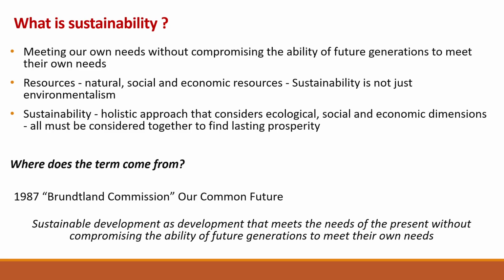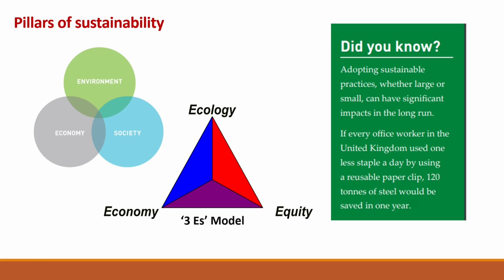Now, the important thing in sustainability is that when we talk about this, we have to consider all three things: the natural, social, and economic aspects. It is quite an old term. It was already given in 1987. This concept was brought to the limelight by the Brundtland Commission. So when we talk about sustainability, you all know it has three different components: one is ecology, one is economy, and equity. That is basically called the 3Es model, right?